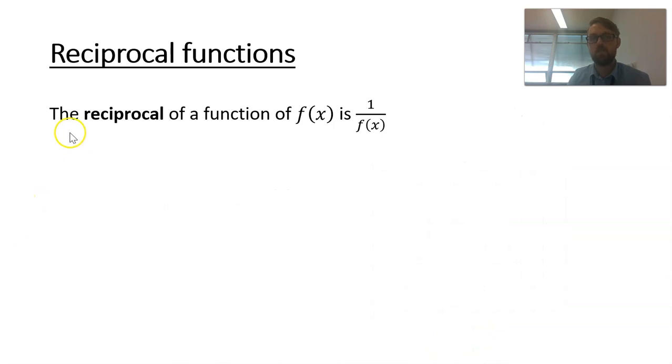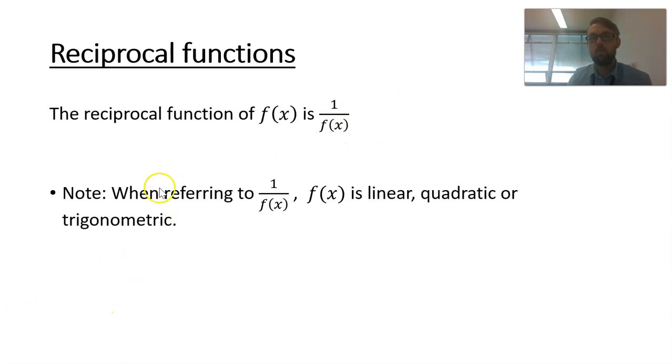Now, this is slightly different wording, but the reciprocal of a function f of x is 1 over f of x. And that's what we're going to be using moving forward. As a bit of a side note, when we're talking about 1 divided by some function, the function is going to be linear, quadratic, or trigonometric. You can basically put any function in the denominator, but we're just going to be talking about the linear ones, the quadratic ones, or the trigonometric ones.